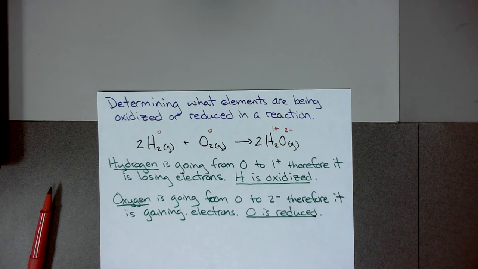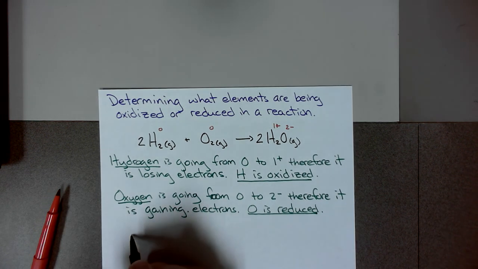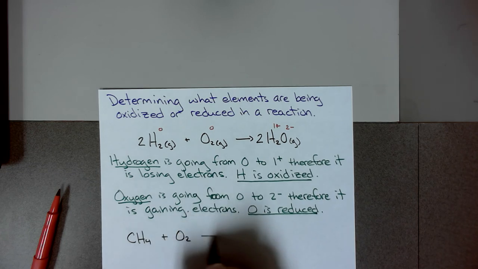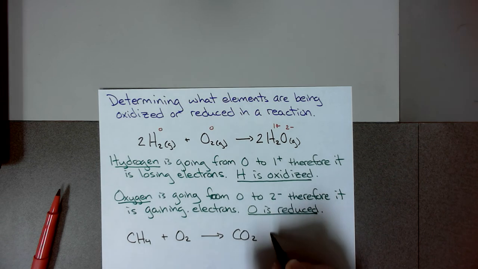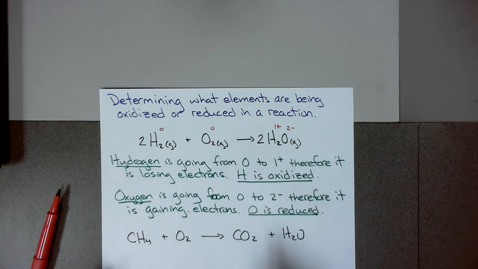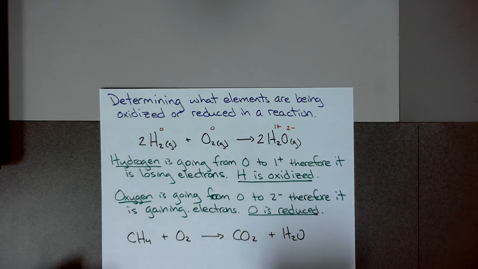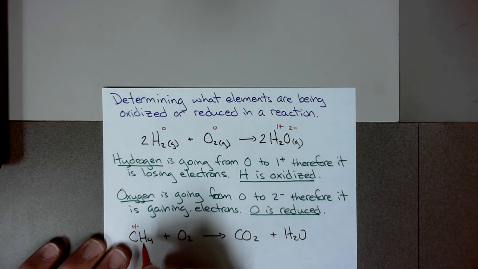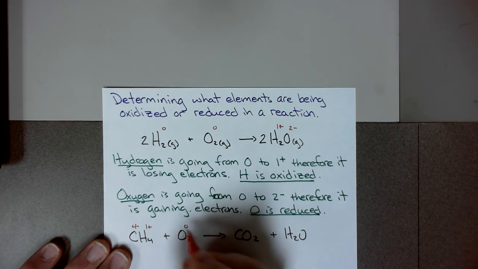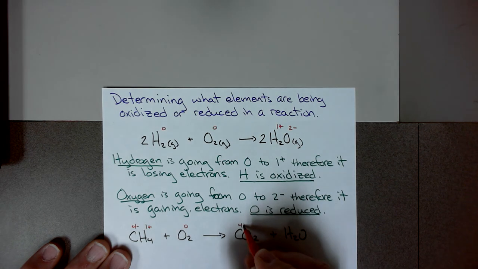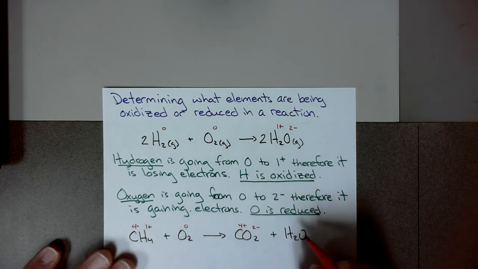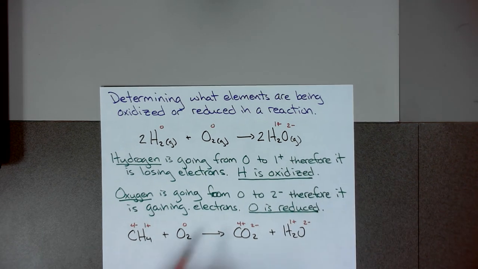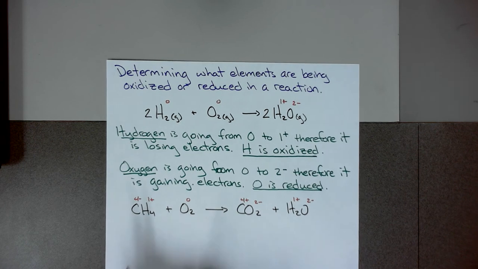The next one we're going to look at is CH4 plus O2 produces carbon dioxide and water. Okay, so in this case, we have a 4 minus, we figured this out earlier, and a 1 plus, 0. This will be a 4 plus and a 2 minus, and then we have a 1 plus and a 2 minus. We had figured these out in the previous page, so that's why I went through it real quick.